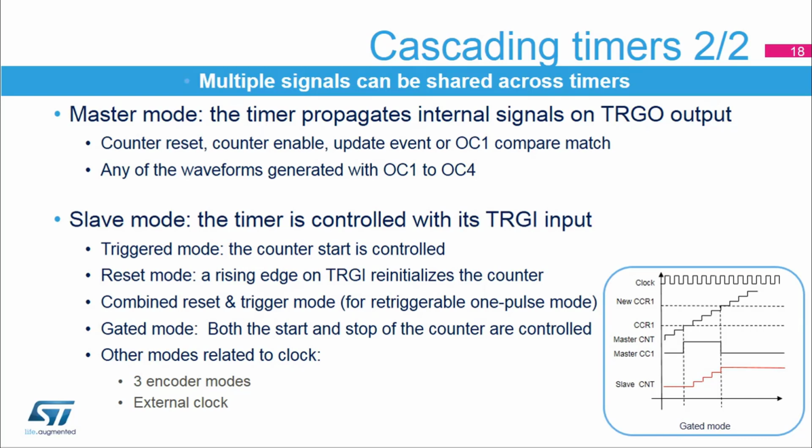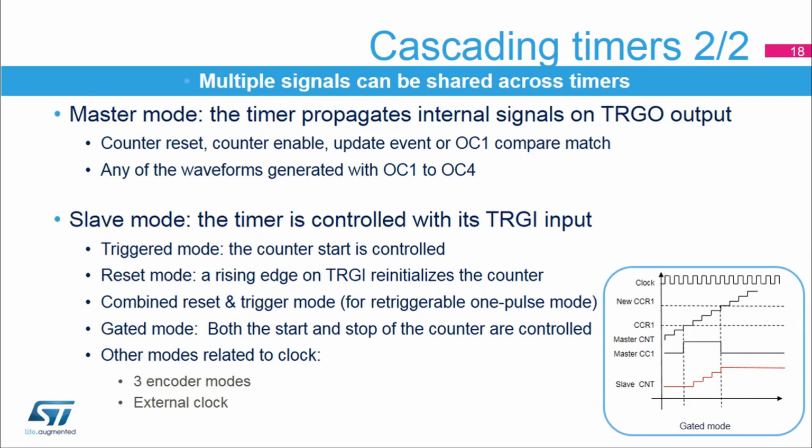In triggered mode, the counter start is externally controlled. This mode is used for simultaneously starting multiple timers. In reset mode, the counter is reset by a rising edge on the TRGI input, typically for variable frequency PWM operation. A combined mode, including reset and trigger, can be used for retriggerable one-pulse mode generation.